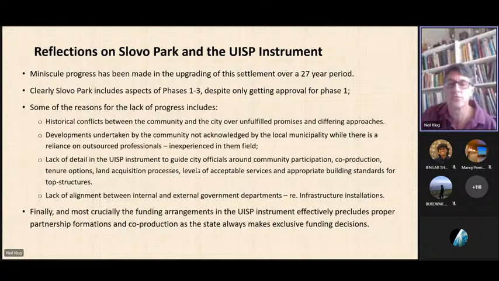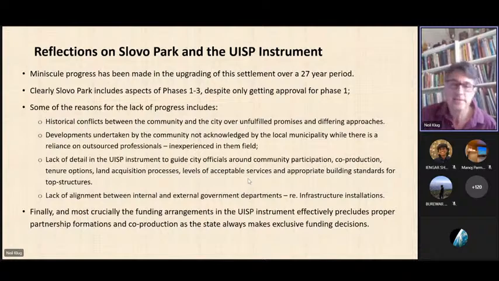There's no clear guidelines on how you engage with the communities. There's no clear guidelines on what they mean by co-production in terms of getting communities to actually assist in the planning process. There's no guidelines on the various tenure options that could be made available. And one of the biggest blocking elements is land acquisition processes, because there's always going to be some level of decanting of people in order to put in infrastructure. Some people are going to have to be relocated onto alternative land, and that land is simply not being made available.